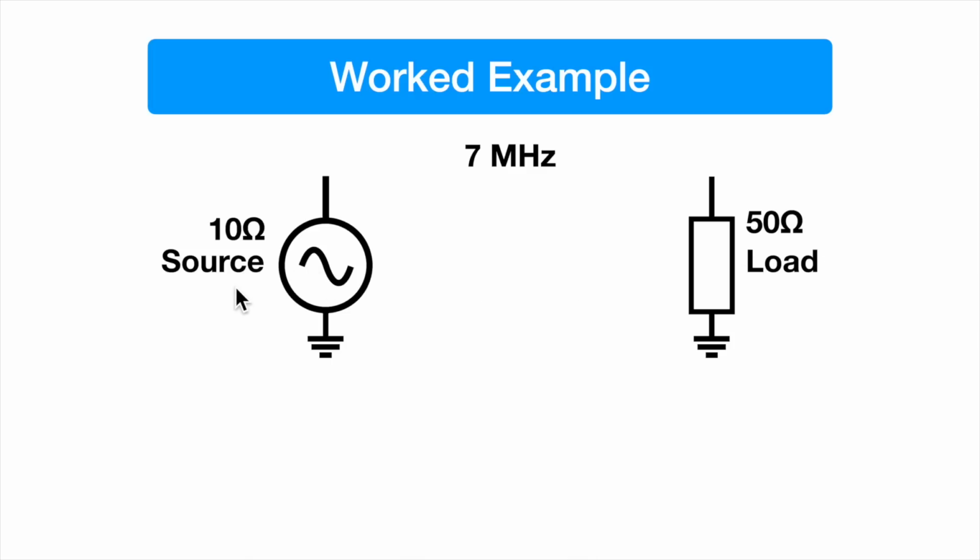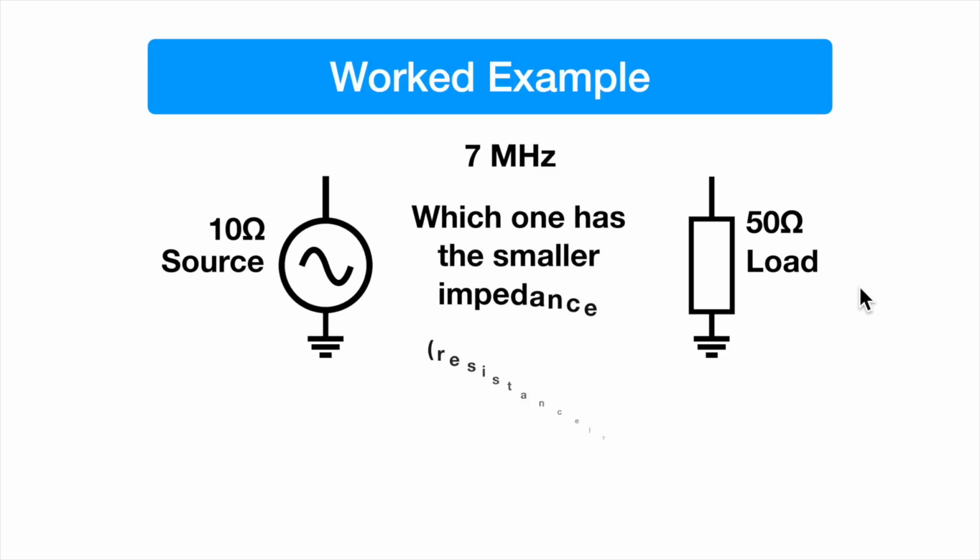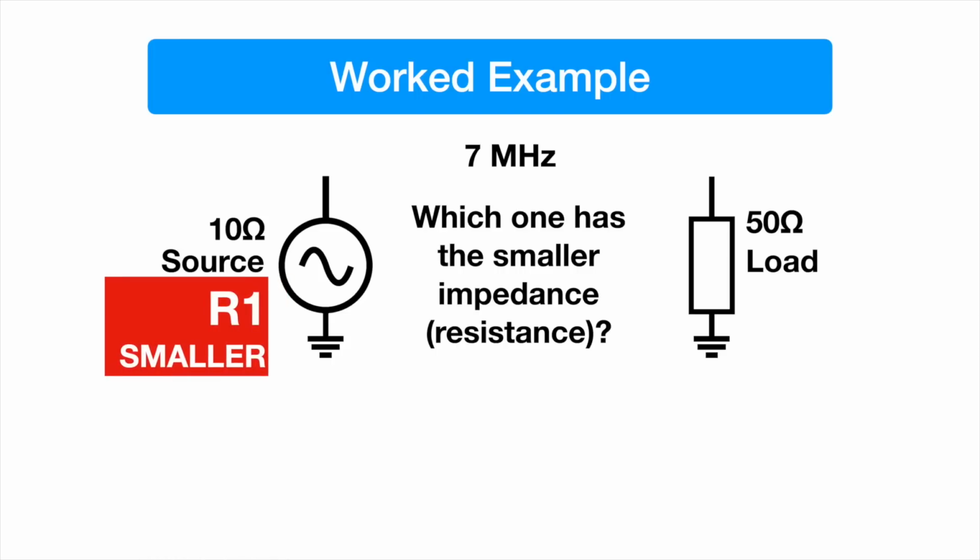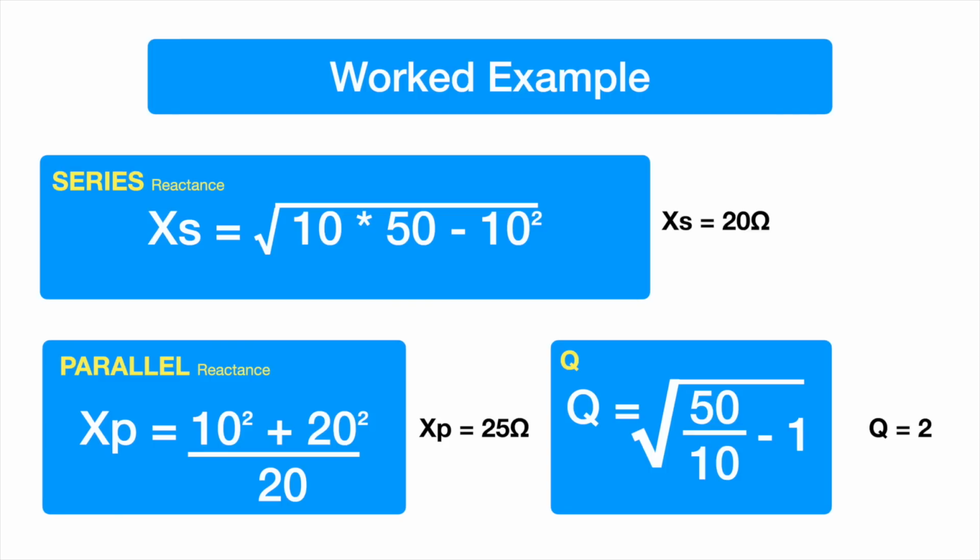So we've got a 10 ohm source, a 50 ohm load, and a 7 megahertz signal. So we ask the question, which one has the smaller impedance or resistance? Well, clearly that's our source, so we're going to label that R1, the smaller one. And we're going to label the load R2, which is the larger one. And then we just plug the numbers in.